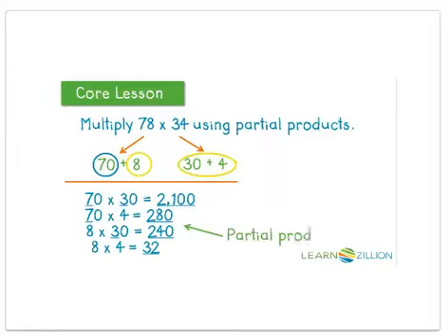These are our partial products, which are parts of the final answer. So we must add these parts together to get the final whole answer. So we'll add 2,100, 280, 240, plus 32 to get 2,652. 78 times 34 is 2,652.